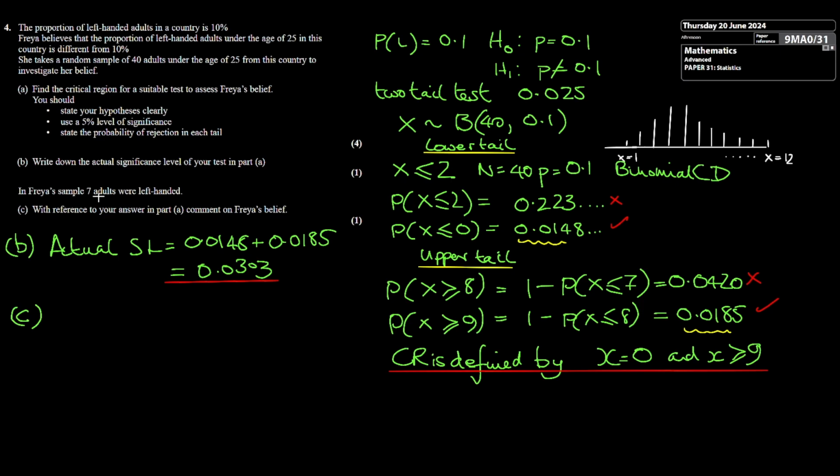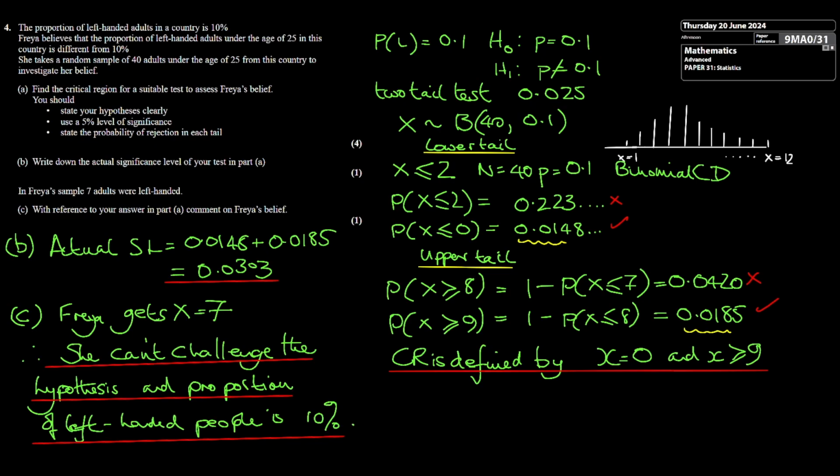So now Freya does the test, and the result of her test is that 7 adults were left-handed, which, if we look at the results here, is way away from the critical region. So Freya can't challenge the hypothesis that the proportion of left-handed adults under the age of 25 is different from 10%. There it is written down. She can't challenge the hypothesis, and the proportion of left-handed people is indeed estimated to be 10%. And that's the end of that question.